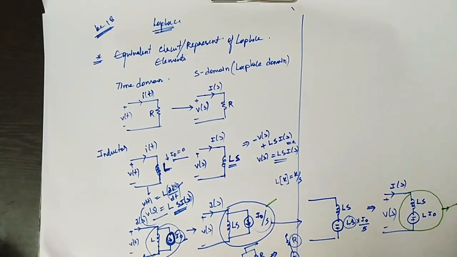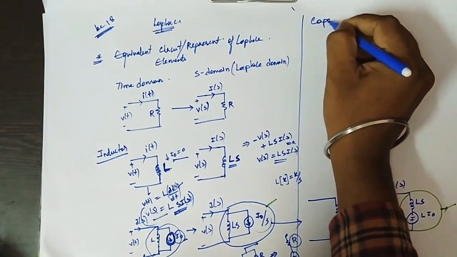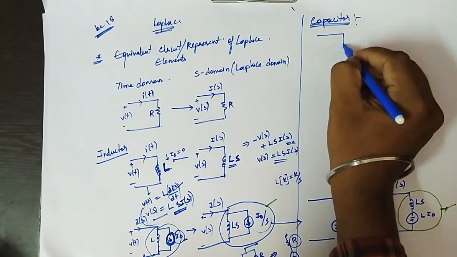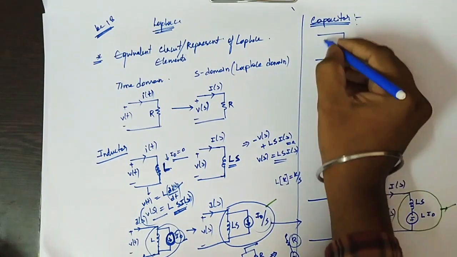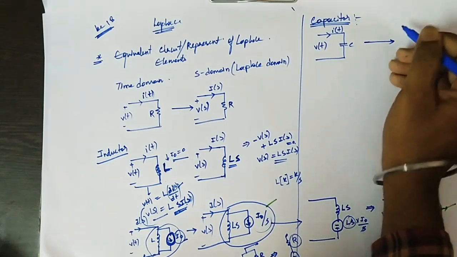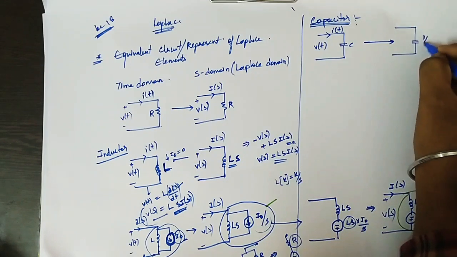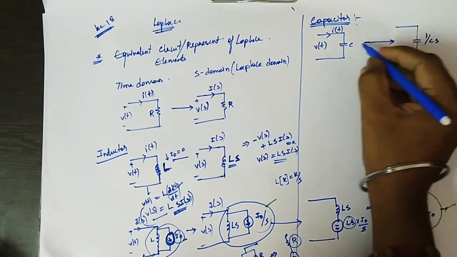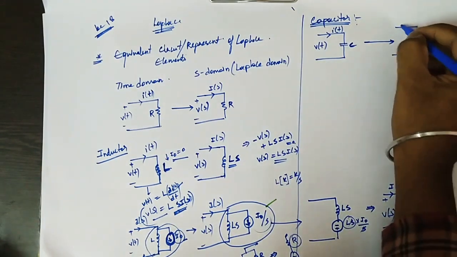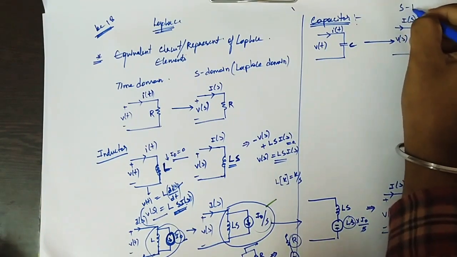Now, this is about the inductor. Now we'll move to a capacitor. So the capacitor having C in time domain, i of t is flowing and v of t is represented. If you want to represent this in S domain, simply what you will do? The capacitor will be represented by 1 by Cs, having current Is and Vs. This is the S domain representation.